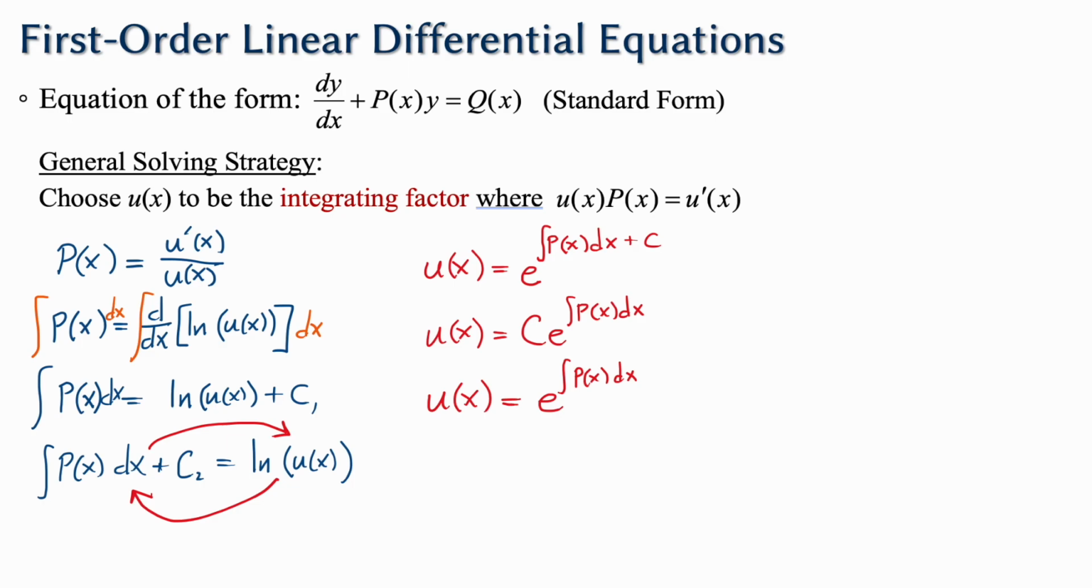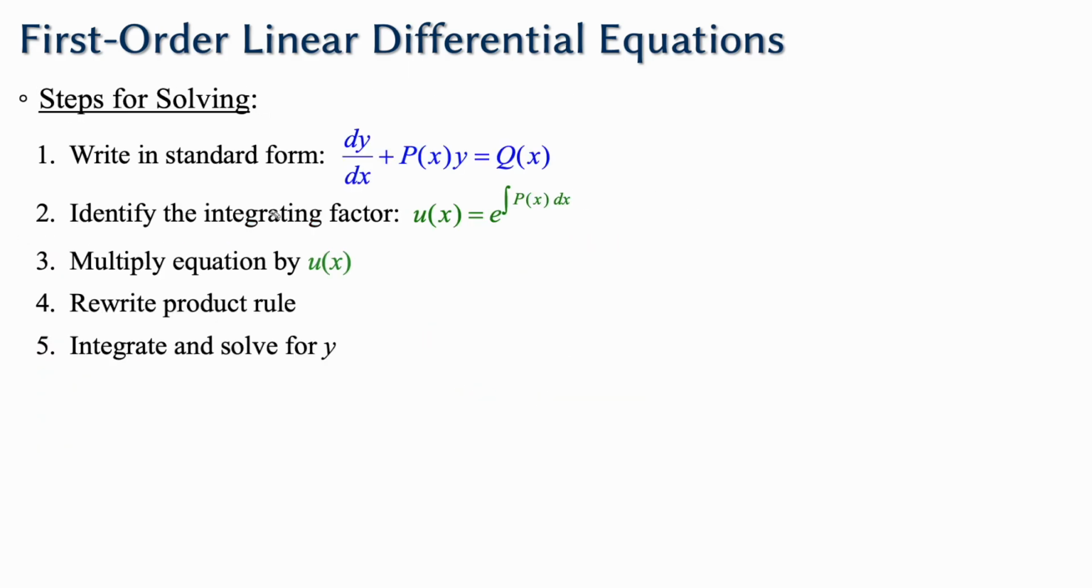So let's talk about putting this all together. Step number one, obviously, make sure you're in standard form. Sometimes they may not be written that way, so you want to make sure you have your derivative plus some function of x times y equals a function of x. Then you have to figure out what u value you want to put in here to make the substitution work. You calculate that by taking e raised to the integral of p of x dx. So whatever that function of x in front of y is, that's what's going to go up here in this integral and exponent.